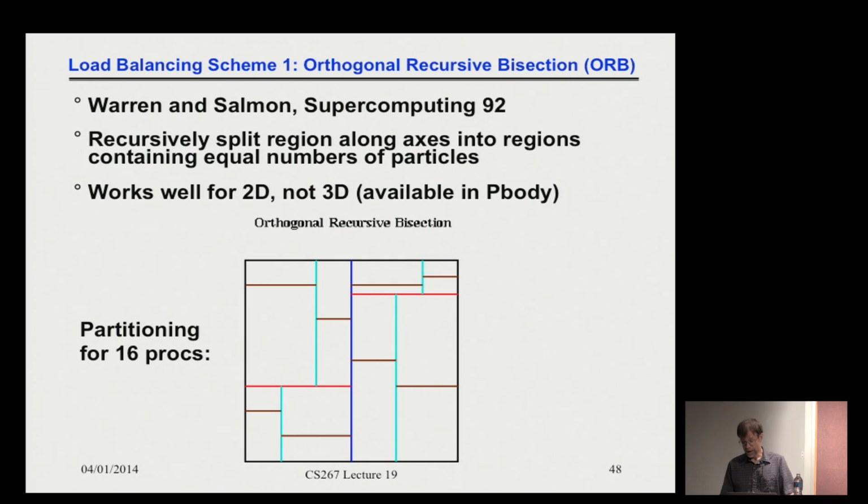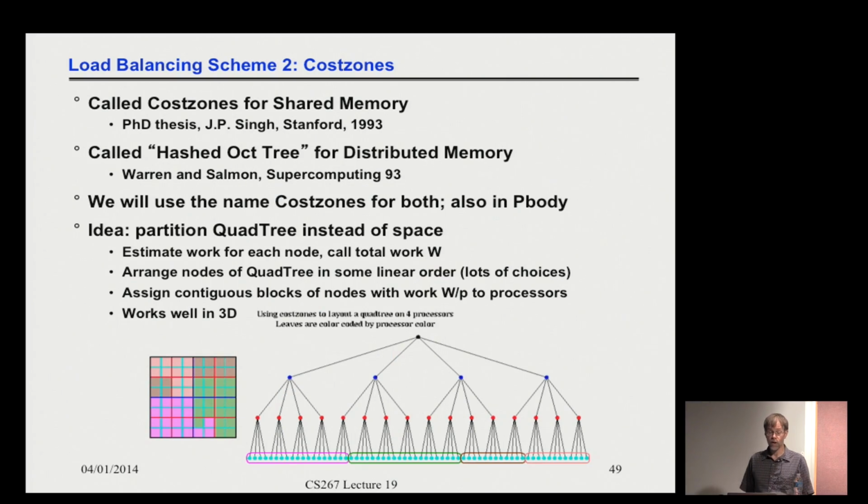So here's the other scheme, which was called cost zones. And this dates back a while too. It was invented kind of twice, once for shared memory and once for distributed memory, and they had slightly different names for it, but it was the same idea, cost zones and hashed octrees. And we'll just use the name cost zones. So what we're going to do is build the quadtree, and here I've drawn it out in its tree form, and here I've drawn it out graphically, so we can see what each node of the tree corresponds to, each little light blue square in there.